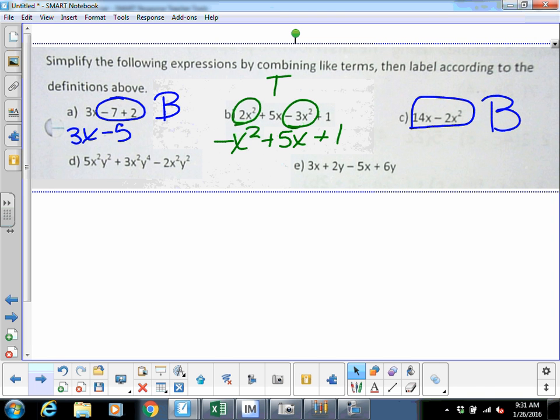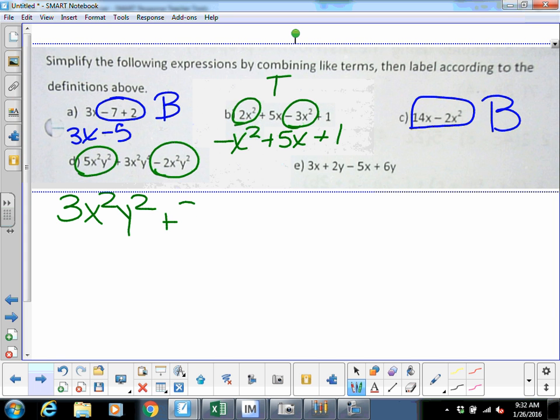Right, letter D. What's a like? Okay. All right, the 5x squared y squared and the negative 2x squared y squared. What's 5x squared y squared minus 2x squared y squared? 3, and then we leave the x squared y squared. Sorry, it's a mouthful. All right, and then we've got 3x squared y to the 4th.